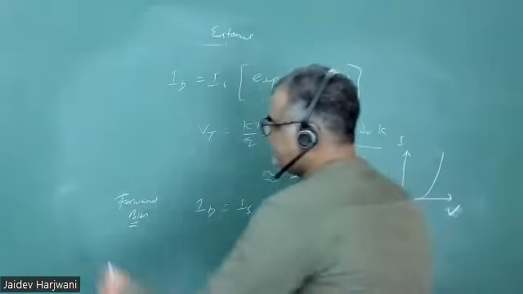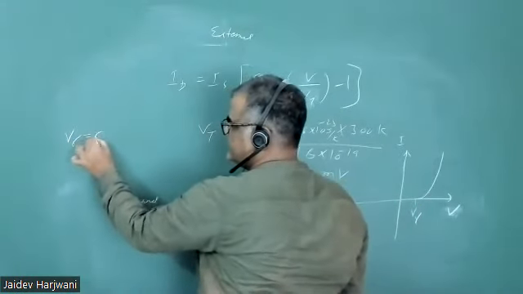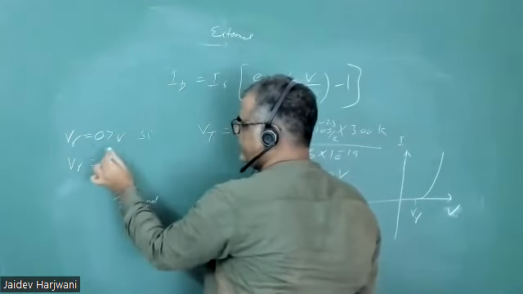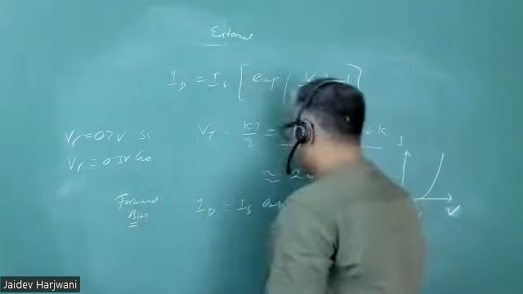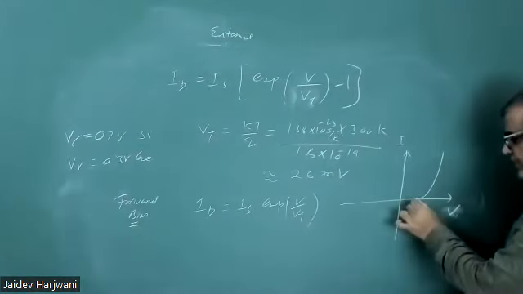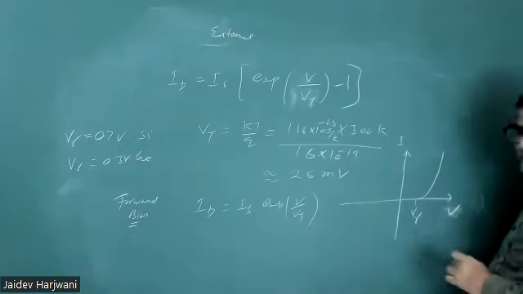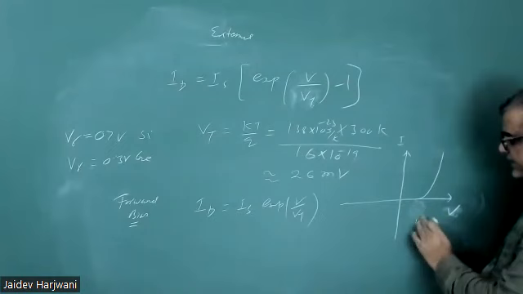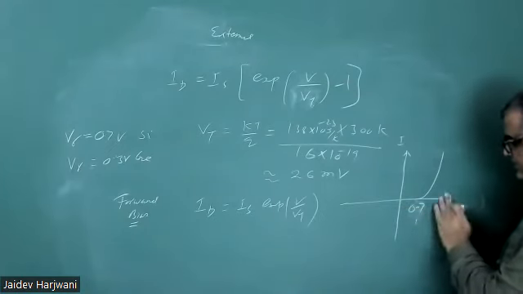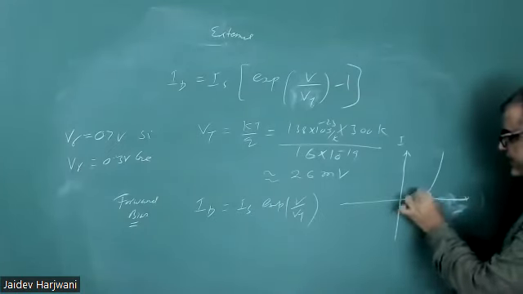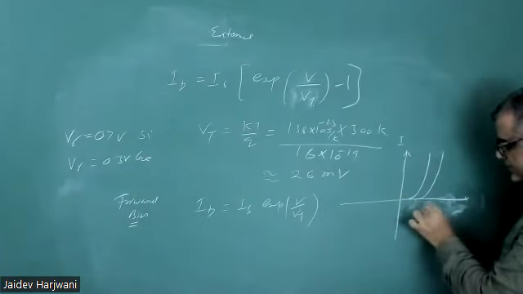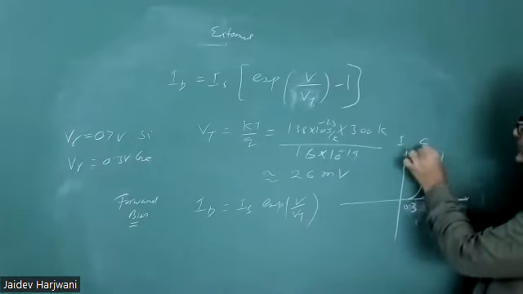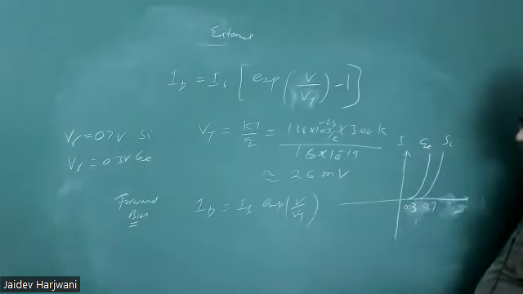So that cutoff voltage V gamma is 0.7 volt for silicon and 0.3 volt for germanium. Current will start flowing only after you apply a voltage greater than your buried potential. So for silicon, this is 0.7 volt, and for germanium, this is 0.3 volt.